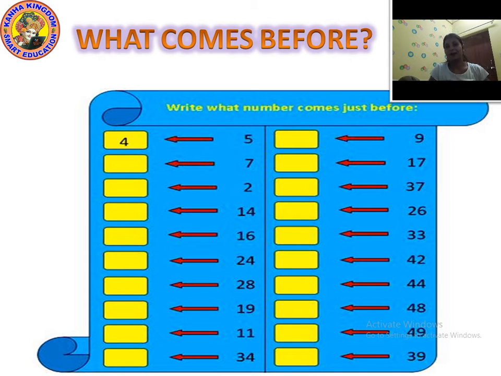Okay, how did I teach you to find out the numbers that come after and before? By counting from the starting. Okay, you will find out the numbers that come after or before. So the remaining numbers you all find.